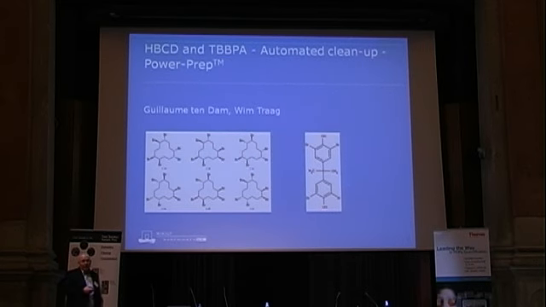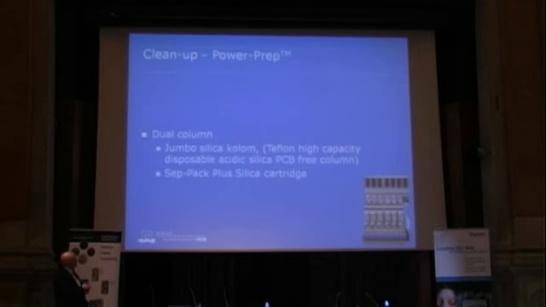We condition the columns with 200 milliliters of hexane, apply the sample, then wash the column, and then we elute the jumbo column with hexane dichloromethane, 50 to 50. And then we concentrate it down again, redissolve it in acetonitrile, and then we go to the LCMS.